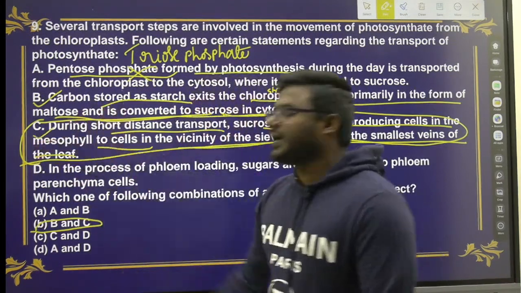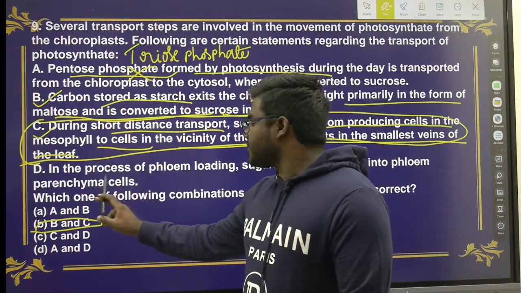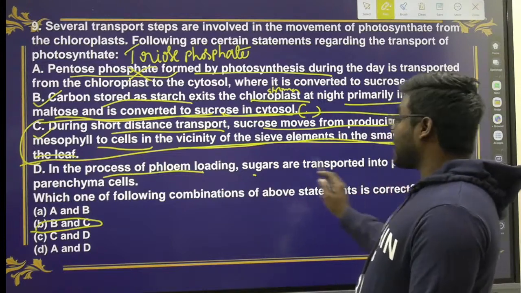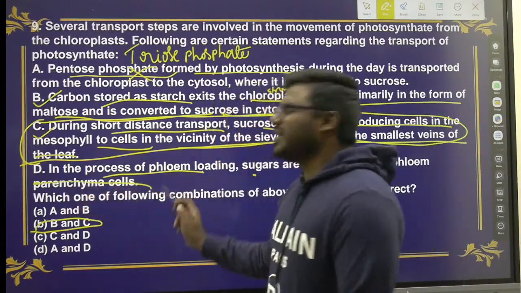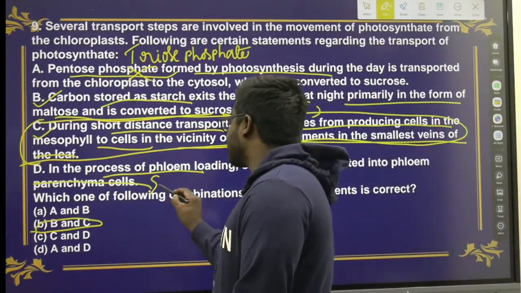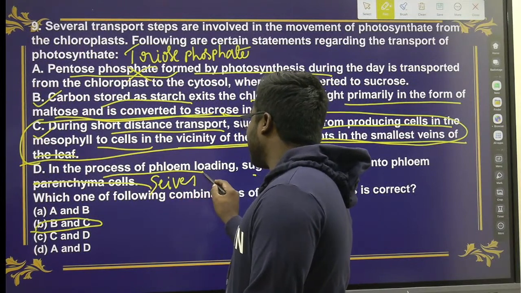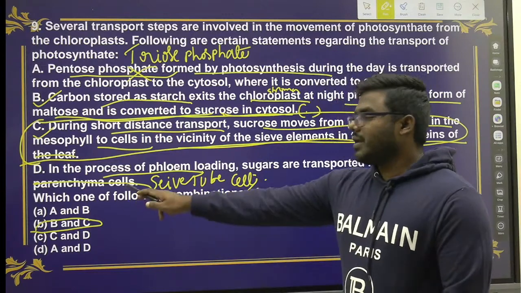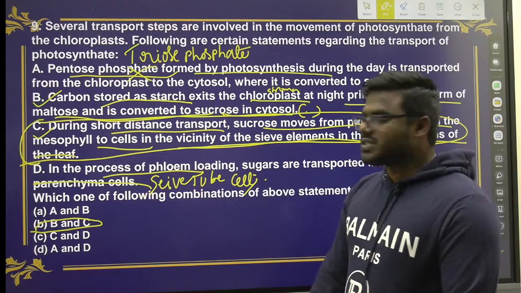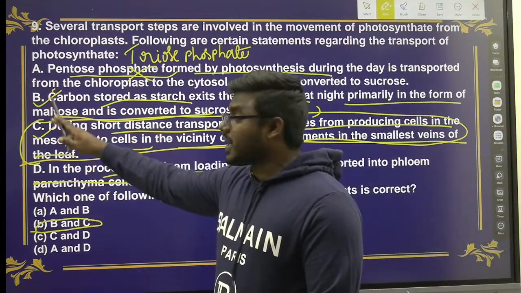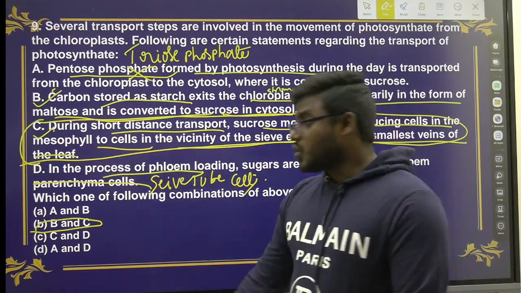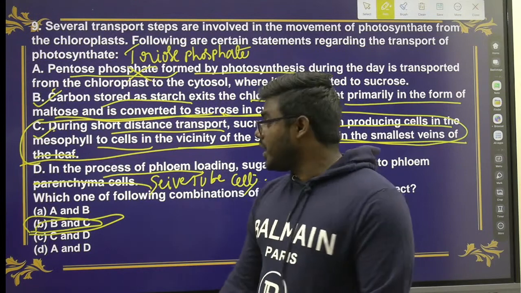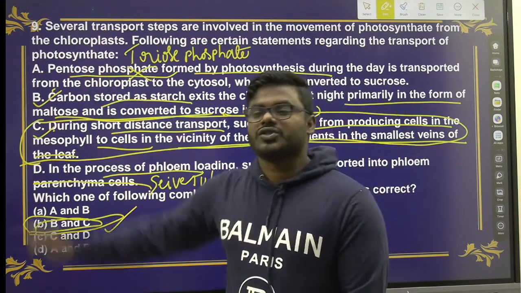Obviously C is right. If you look into option D, in the process of phloem loading, sugars are transported into phloem parenchymal cell. No, right? How are the sugars transported? Sugars are transported via sieve tube cells. Then parenchyma cell is an absolutely wrong statement. Hence B is correct, C is correct. So the correct answer will be undoubtedly B. Very simple. Answer will be B for question number 9.